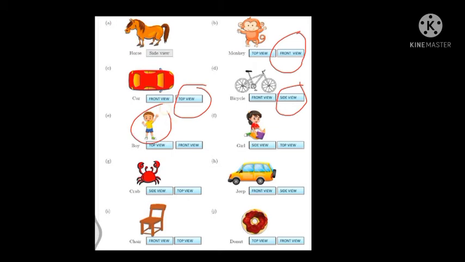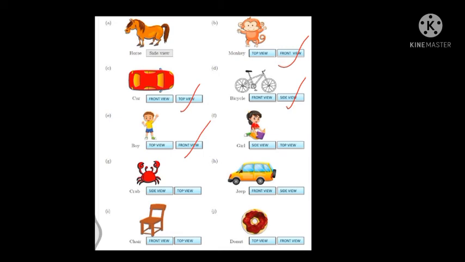Now the next one is a boy, right? So boy you can easily see, right? Boy को हम कहाँ से देखेंगे, तो हमने सामने सीधा boy front, right? We can see the front view of a boy, right? So here your answer is front view, right? So here I am putting a circle on the front view. Either you can tick also. Okay, so I have ticked all the answers here. Front view, top view, side view and the front view.